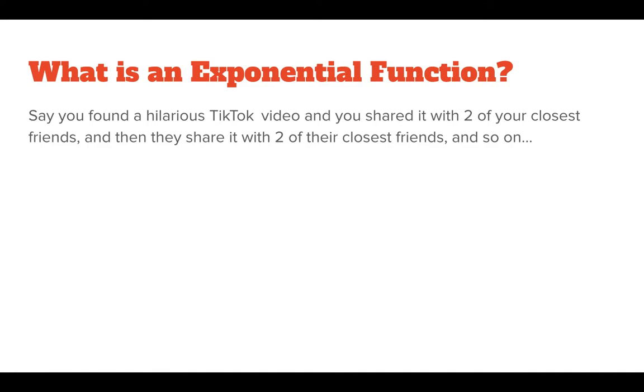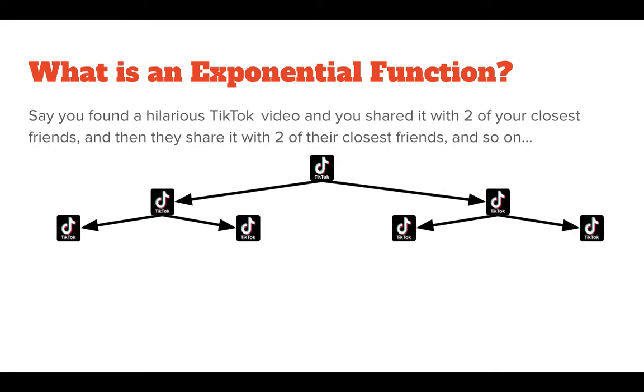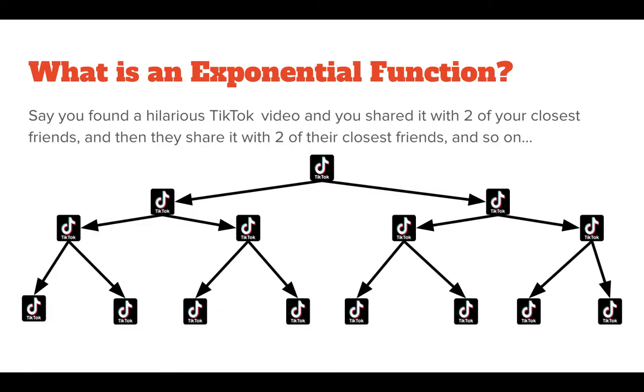Say you found an extremely funny TikTok video and you needed to share it with two of your closest friends. And then those two friends shared it with two of their closest friends, and that pattern continues. Here's what that pattern would look like. You have yourself, the two friends you shared it with, the two friends that they shared it with, and again, you see that this pattern grows extremely fast. I'm going to take that information from this tree and turn it into a table.